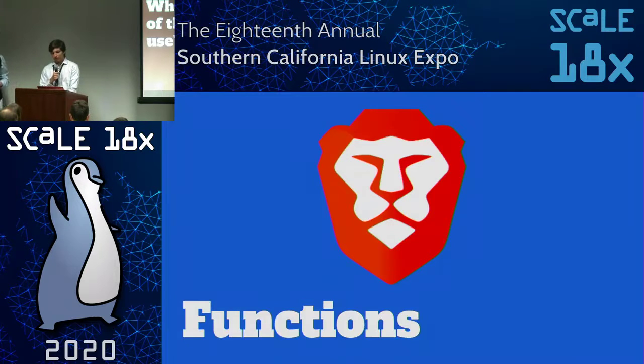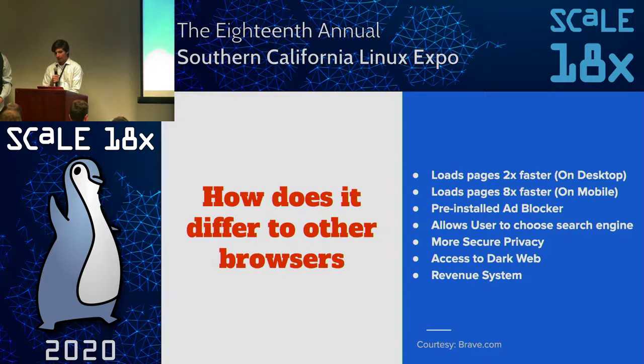Yes, and Brave is built on the Chromium engine, so you still have access to all those things. So let's talk about the actual functions. Brave advertises this as their basic list. They claim that it loads pages 2 times faster on desktop and 8 times faster on mobile. It's a pre-installed ad blocker already on the browser. You're able to choose which search engine you want to run it on.